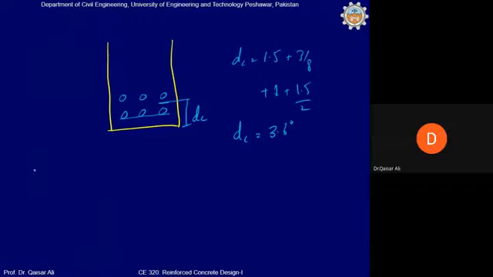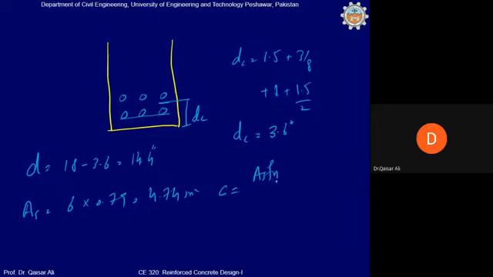So from this you can calculate d, the effective depth. d is equal to 18 minus 3.6, it is coming 14.4 inches. And what is the actual area provided? It will be equal to 6 multiplied by 0.79. How much area is coming? 4.74 square inches.